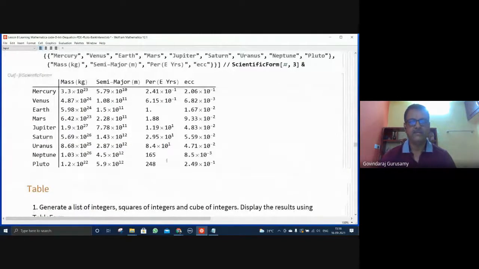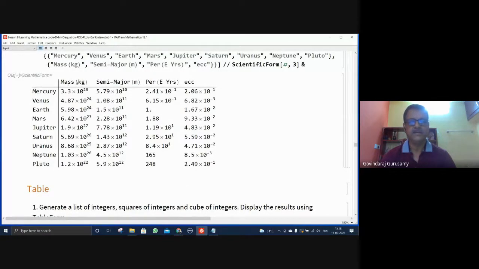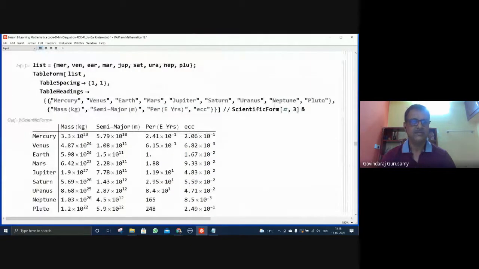I wanted to make a table form so that it is clear for each one of the planets we have the corresponding parameters. So what do you do? In the table form, that list should be appearing. Table spacing will be 1, 1 between each one of them. Headings will give Mercury, in the same order: Mercury, Venus, Earth, Mars, Jupiter, Saturn, Uranus, Neptune, and Pluto. Then the other parameters are mass in kilograms, semi-major axis in meters, period in Earth years, and eccentricity.